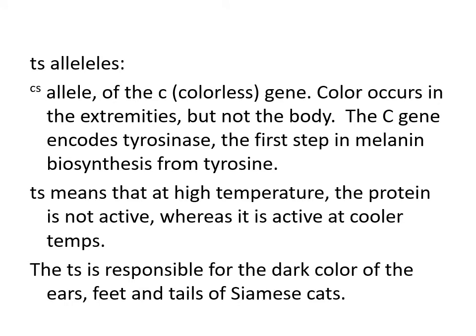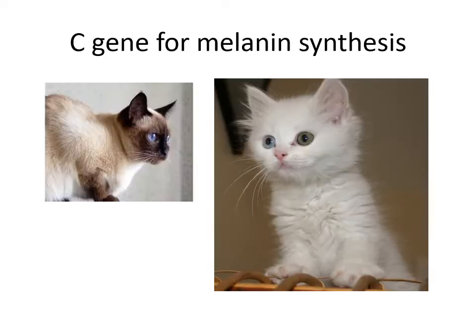Okay, this particular gene actually encodes tyrosinase, which is the first step in melanin biosynthesis from tyrosine. So the TS is responsible for the ears, feet, and tail of the cats. Now, the same gene in people, if mutant, will lead to an albino person. Okay, so here's your Siamese cat. He has nice dark ears. His little face is nice and brown, and his feet as well. So he's not got complete color. He has partial color because the C gene, which encodes tyrosinase, produces a partially active protein, but not a completely active one. Okay, the little kitten on the right is albino. This cat is little c, having no pigment produced anywhere in her body.